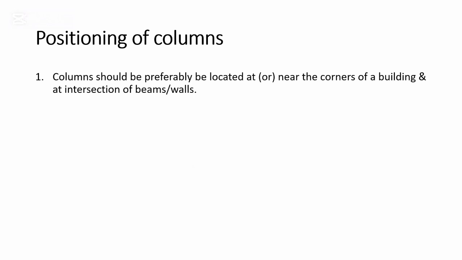Let's now discuss positioning of columns. The first point is that the columns should preferably be located at or near the corners of the building and at intersections of beams or walls. So let us apply this first point in our AutoCAD plan.